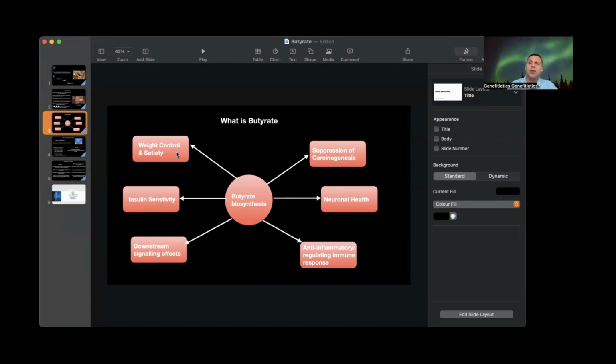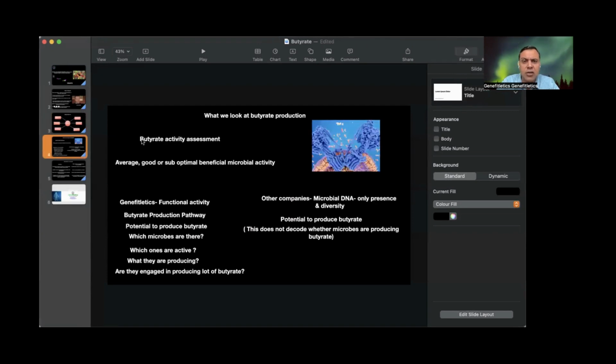That's why a lot of alternative therapies for cancer involve balancing the microbiome, promoting anti-inflammatory activity, and promoting butyrate production. So let us discuss how we at Gene Fitletics actually solve this.